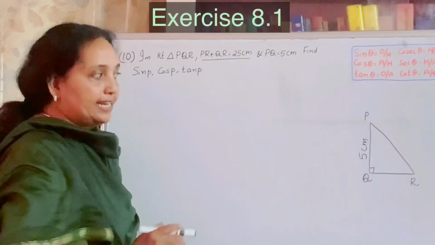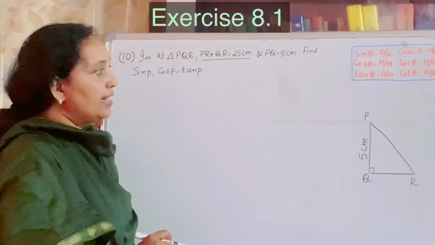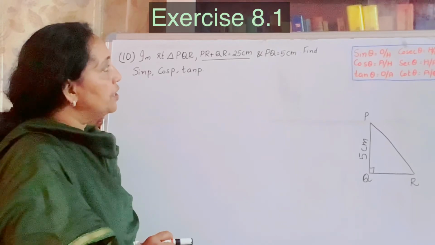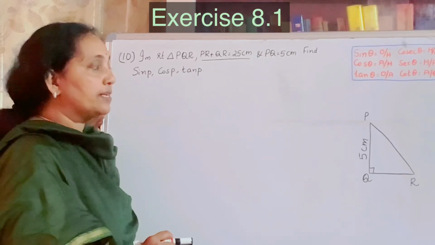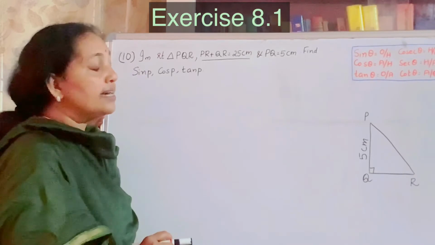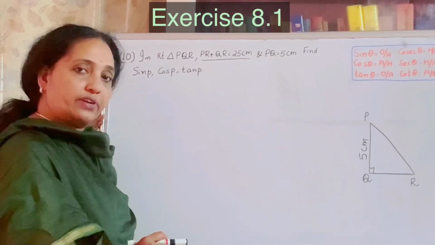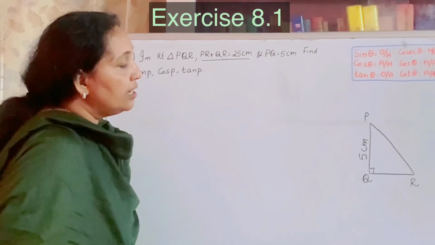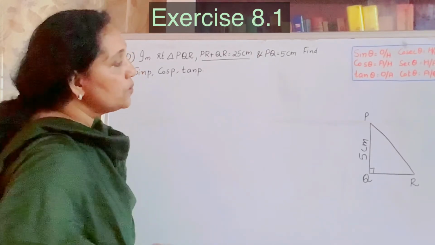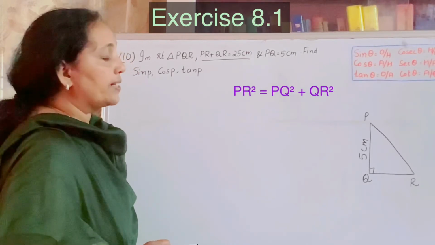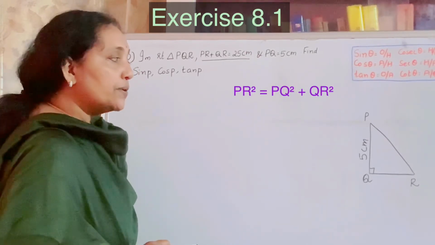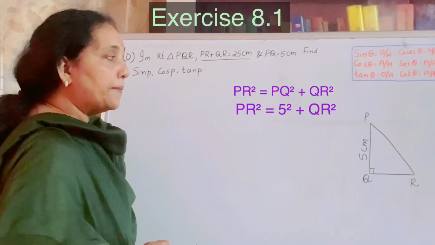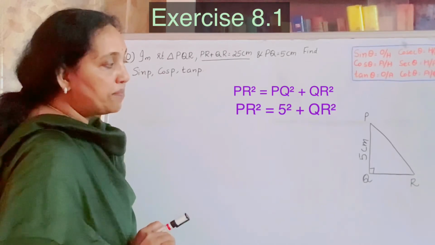In question number 10, a side of the right triangle is given to us and a relation is also given. Relation between the sides PR and QR. PR plus QR is equal to 25 cm. That means you have to find out the sides of this right triangle. Then how will you find the sides of the right triangle? Using Pythagoras theorem. In this triangle, PR square is equal to PQ square plus QR square. PR square is equal to 5 square plus QR square. PR square is equal to 25 plus QR square.